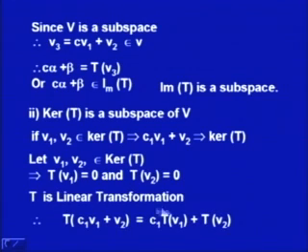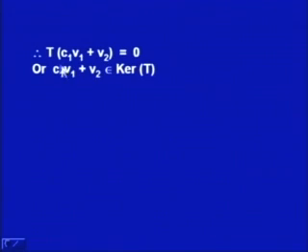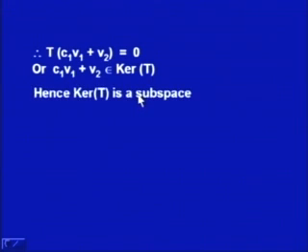Now, since T is a linear transformation, T of C1 V1 plus V2 is equal to C1 TV1 plus TV2, and that means T of C1 V1 plus V2 is also theta, and this proves that C1 V1 plus V2 also belongs to kernel T, and that is, kernel T is a subspace.